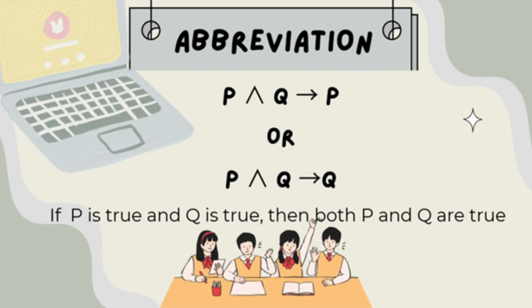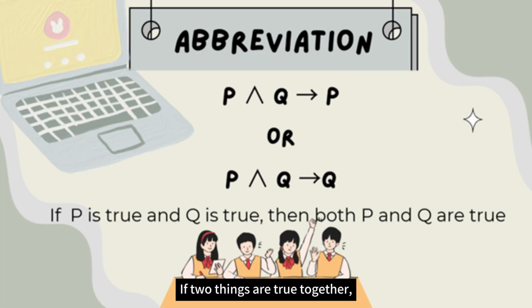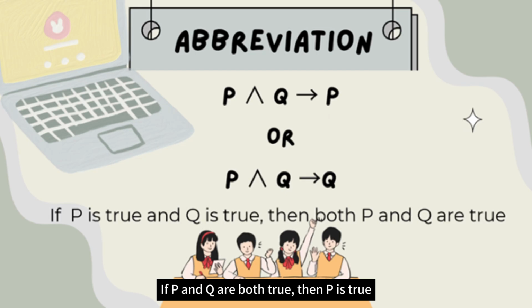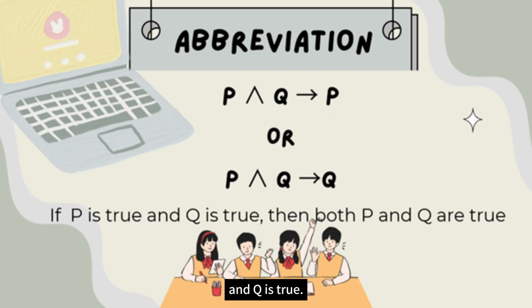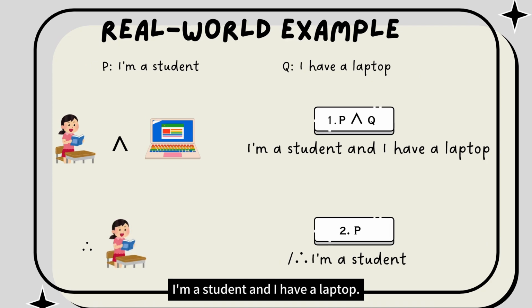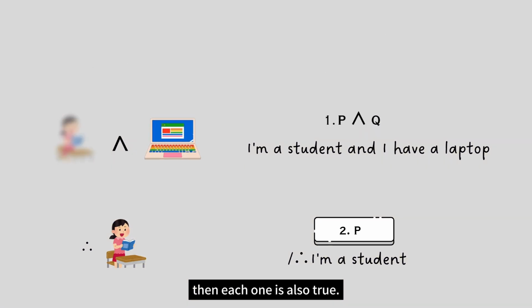Now, let's look at the third rule, abbreviation. This rule says, if two things are true together, then each one is also true on its own. In simple terms, if P and Q are both true, then P is true and Q is true. Here's a real-life example. I'm a student and I have a laptop. From that, we can conclude I'm a student. It's a natural part of the original statement. If both are true, then each one is also true.